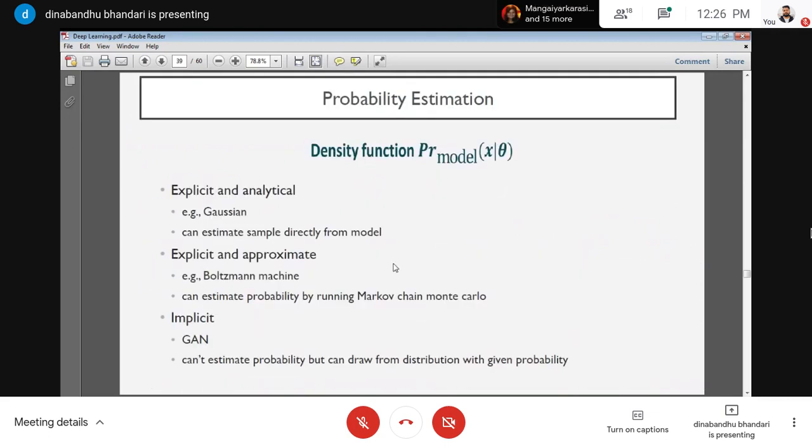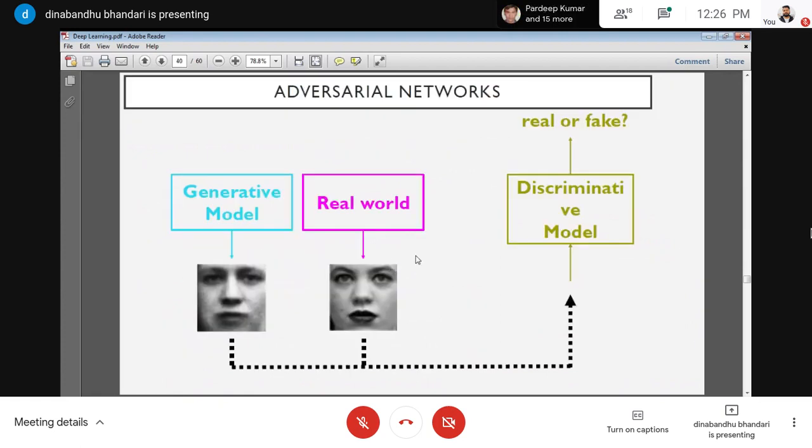One is the generator, another one is the discriminator. So we have the generative model and the real world. This generative model and this particular network analyze the real world data and try to extract the different features of the real world, and the generative model uses those features to come up with a synthetic image.